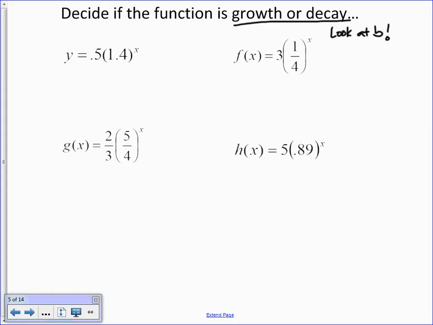Okay, so remember, in order to determine growth and decay, you don't even need a graph. You really just need to focus on B. All of these equations come in the form y equals a times b to the x. So you should be able to easily identify your values for B.